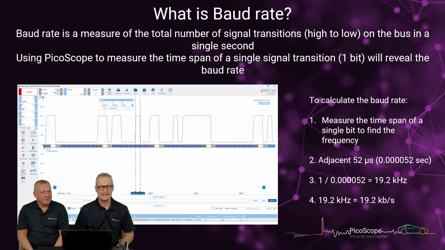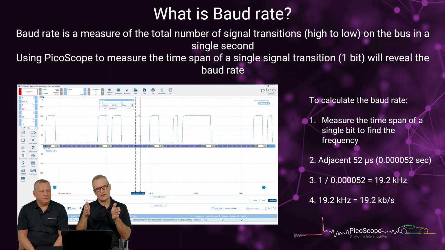What is baud rate? Baud rate comes up, and we need to know this when we use the decoder. So baud rate is a measure of the total number of signal transitions from high to low on the bus in a single second. So using PicoScope to measure the time span of a single transition, 1 bit, reveals the baud rate. Let's break that down into what that actually means.